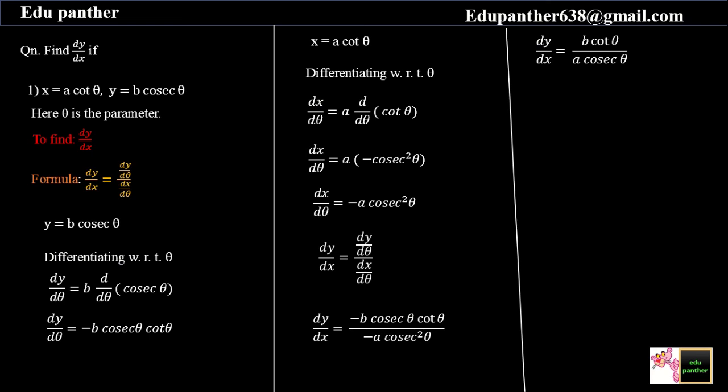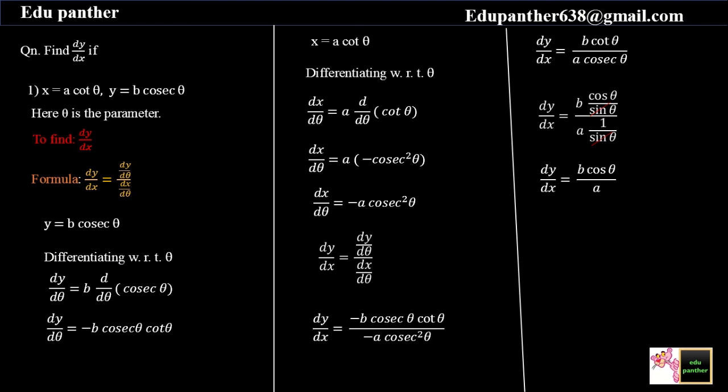Now you can leave your answer like this also, or you can further simplify it. Like we can write cot theta as cos theta upon sin theta and cosec theta as 1 upon sin theta. Then we can cancel out that sin theta. So what we are left with, b cos theta upon a. So this is the final answer. So here dy by dx is b cos theta upon a. So this was derivative of a parametric function.